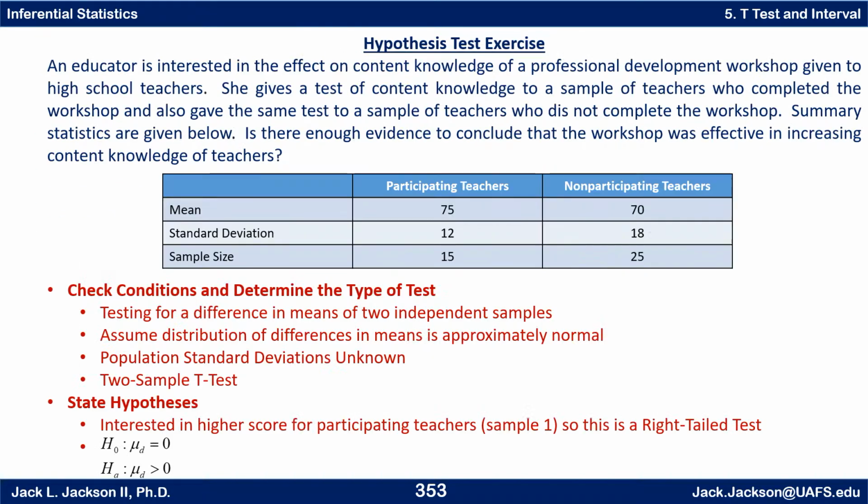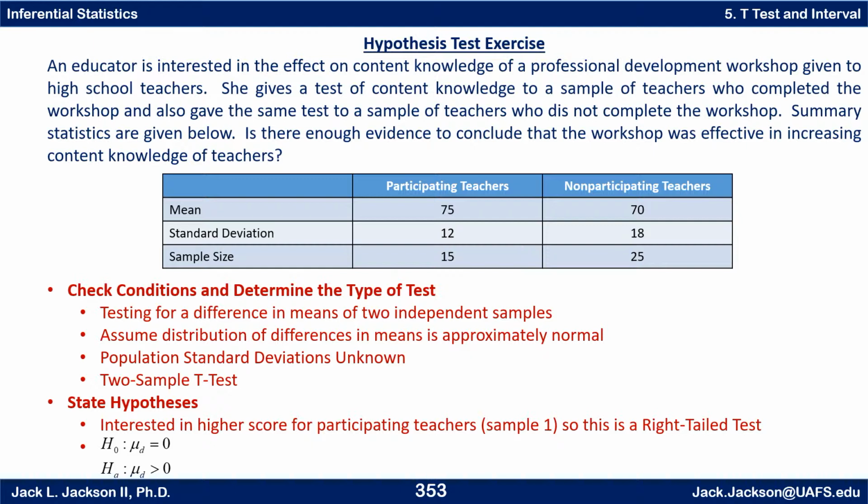Okay, let's see what we have. We have some summary statistics for each of 2 samples. These are independent samples. So we're testing for a difference in means of 2 independent samples. Assume the distribution of differences in means is approximately normal. The population standard deviations are unknown, so we have to use the sample standard deviations. That throws us into the t-test category instead of z-test. It is a 2-sample test of 2 independent samples. So it's going to be a 2-sample t-test, which you have on your calculator.